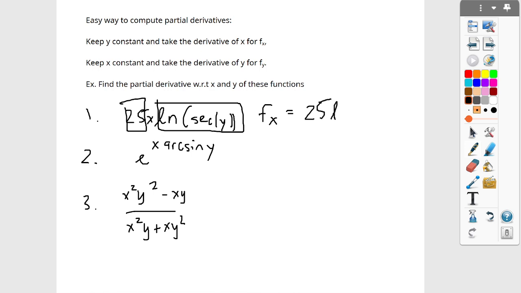So the derivative is just 25 times the natural log of the secant of y. 25 times the natural log of the secant of y is the correct answer. So what about with f sub y?